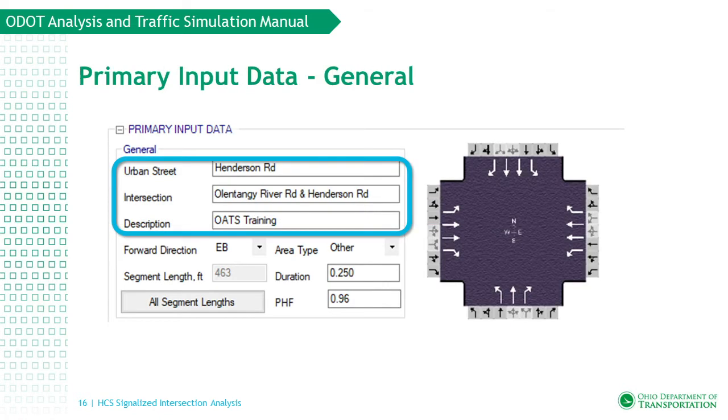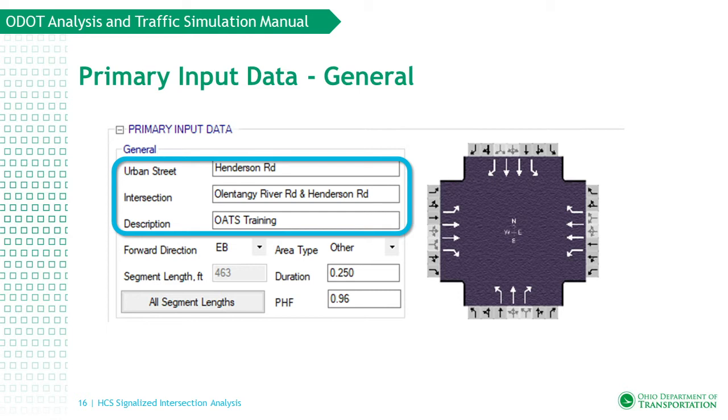Now it's time to start entering the data for each study intersection. For the purposes of this training module, we're going to focus on just the intersection of Henderson Road and Olentangy River Road. There are features of the intersection with the State Route 315 northbound ramps that will be discussed, but the primary focus will be Olentangy River Road.